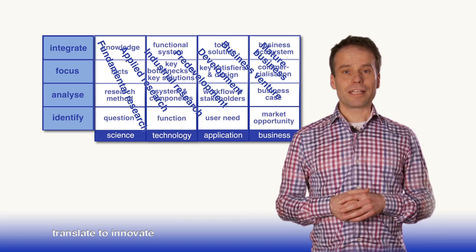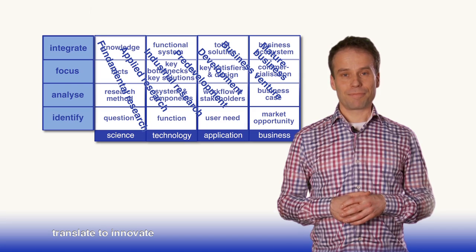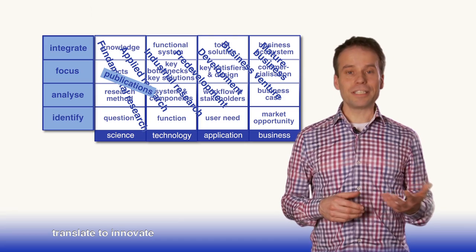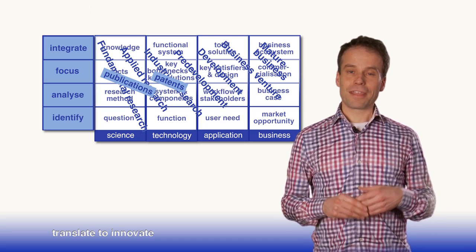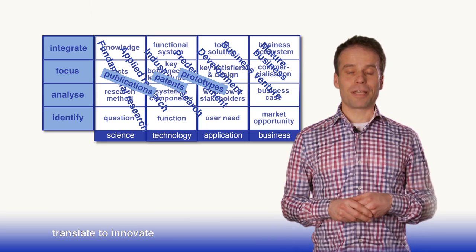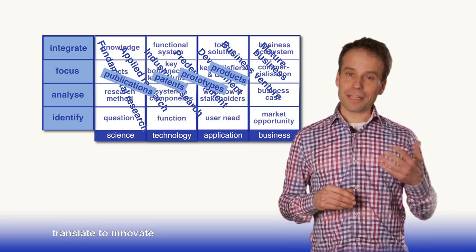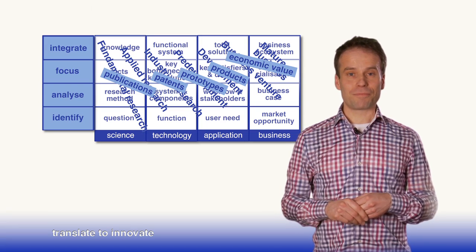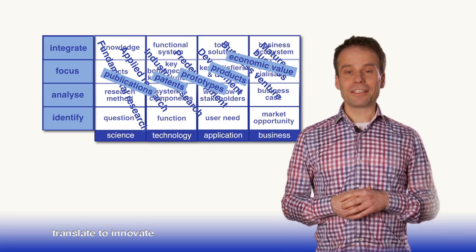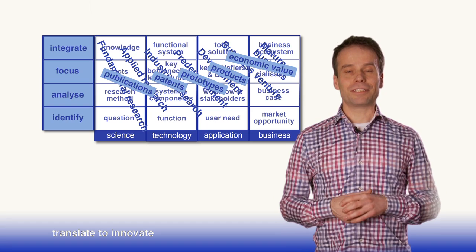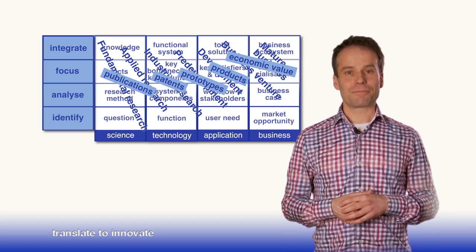And every phase has its characteristic output. Science leads to publications. Technology leads to patents. Pre-development leads to prototypes. Development leads to products. And business leads to economic value. And what I have just done is to put these known terms into a new representation, namely a matrix.